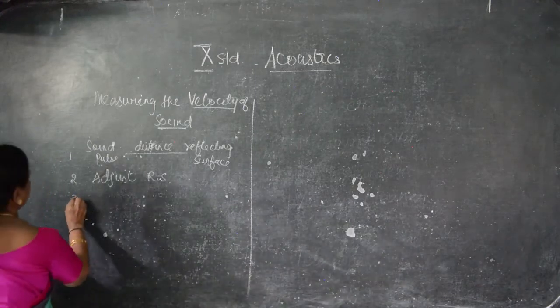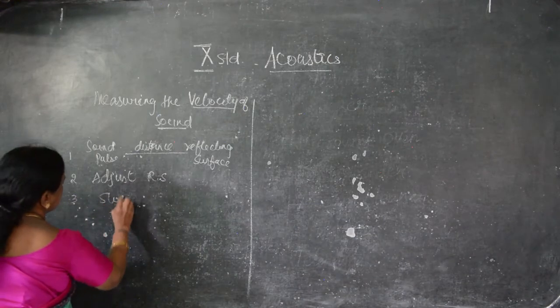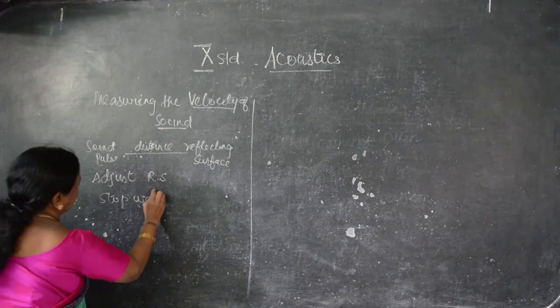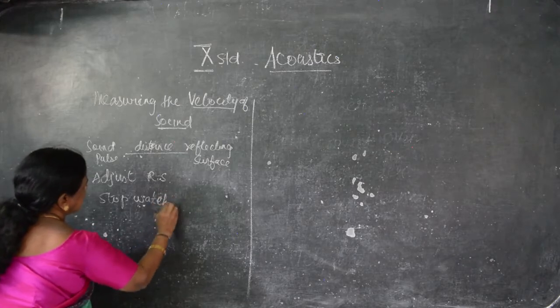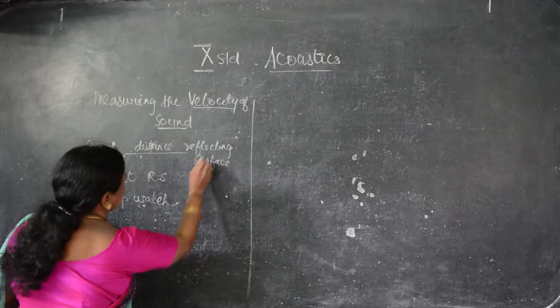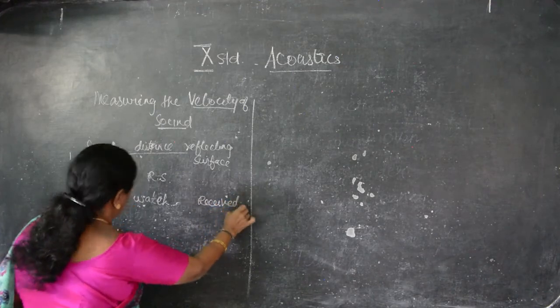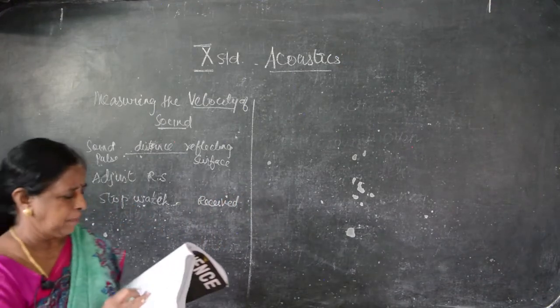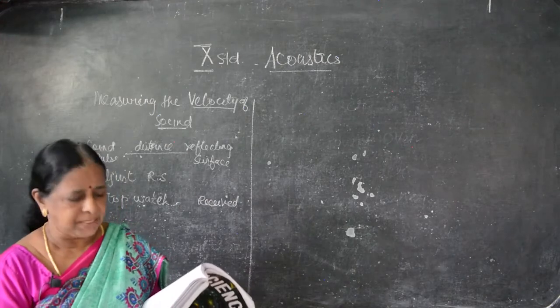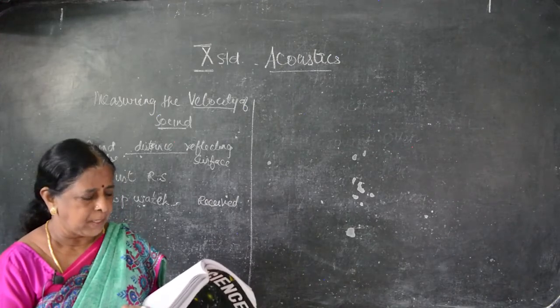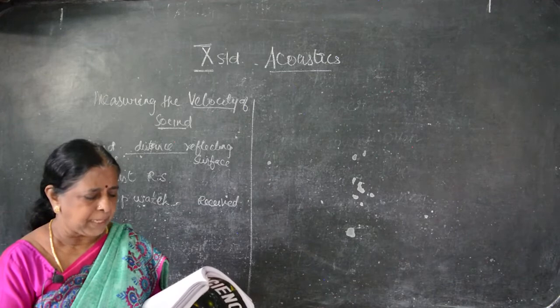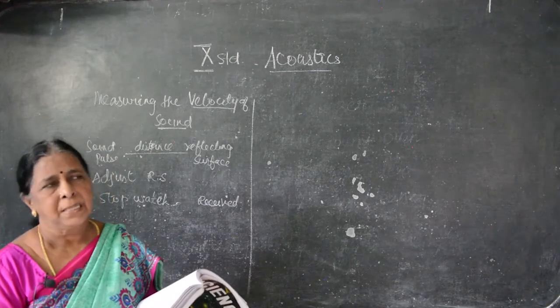So next one, we have to use the stopwatch, finding the time. Watch when the reflected sound is received. The time is T. Repeat the experiment 3 or 4 times. The average time taken for the given number of pulses is calculated.